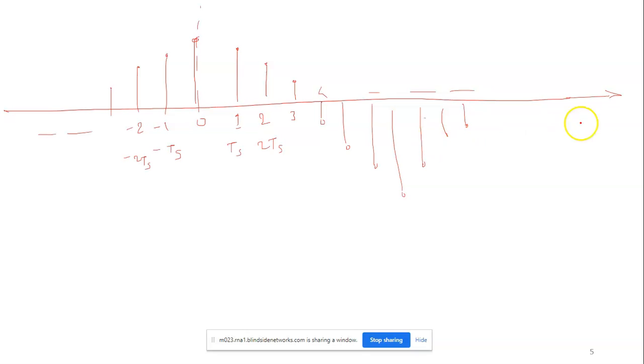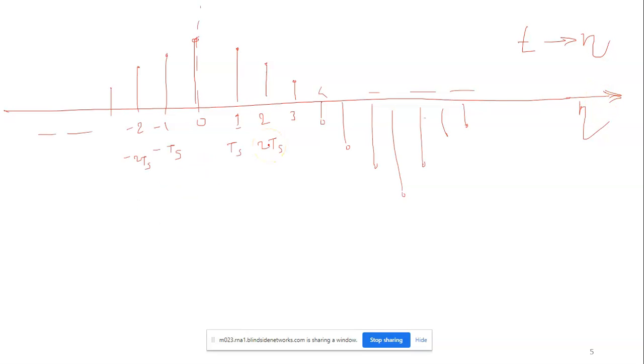Now keep in mind the x-axis will now change from t to n. Why? Because we are representing this in terms of sample numbers. This is the 0 sample, this is the first sample, second sample, third sample, 4, and so on, and this is minus 1, minus 2. So this is in terms of number, therefore the x-axis will become n.